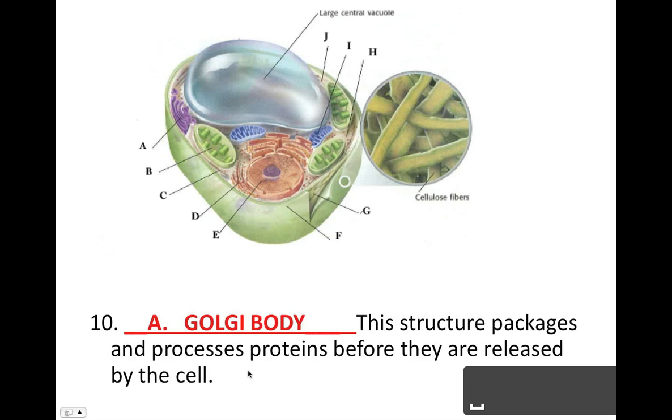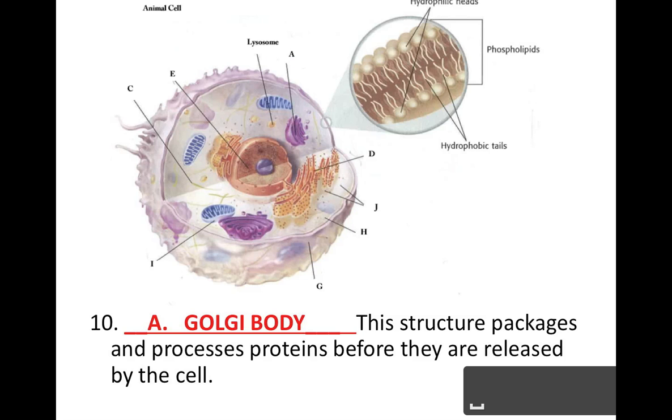And 10, oh well, I guess I gave you the answer to that one. Oops. This structure packages and processes proteins before they're released by the cell. And gee, you think it might be the Golgi body? I think it might be the Golgi body. So here's letter A, the Golgi body. If you look at the animal cell here, the Golgi body is the same thing again. Oh, I guess I gave you that one.